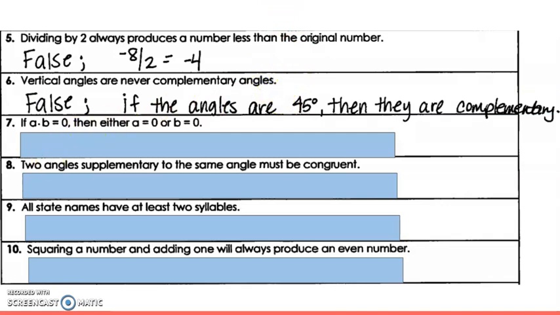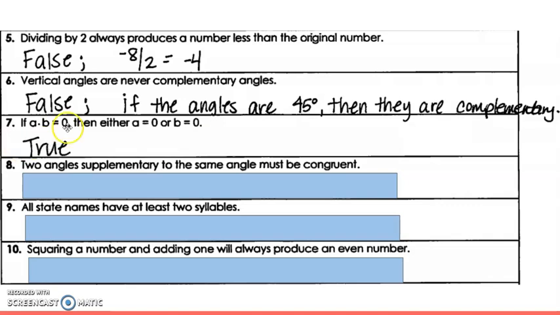Number 7, if A times B equals 0, then either A equals 0 or B equals 0. And we know that that's true because if we have the product of two numbers is 0, then one of them has to be 0. Number 8, two angles supplementary to the same angle must be congruent. And that statement is true. We can draw out pictures to help us with all of these types of angles. Pictures are a really good way to see if something works or not.